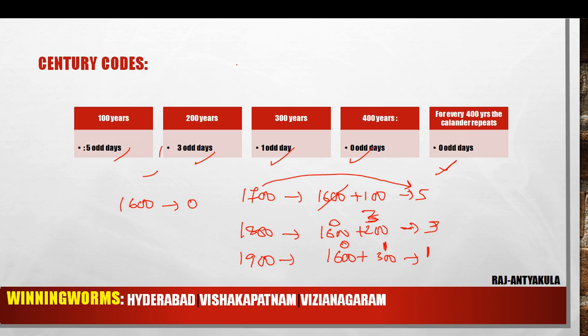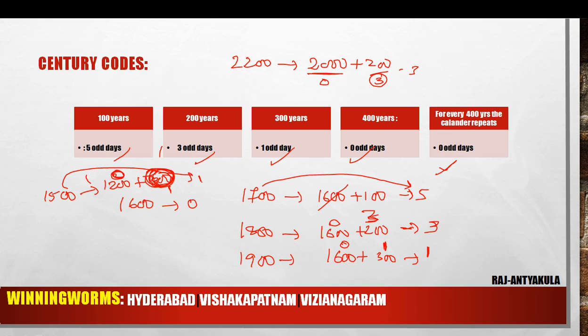And for example, if you want to find the odd days for 2200, simply, 2000 plus 200. What am I taking? First I'm taking the highest multiple of 400. Why? Because for every 400 years the number of odd days is 0. For 2000 it is 0. For 200 it is 3. So the number of odd days is 3. For 1500, how can you write 1500? What is the highest multiple of 400 here? 1200 plus 300. For 1200 years the number of odd days is 0. For 300 years the number of odd days is 1. So for 1500 years the number of odd days is 1.